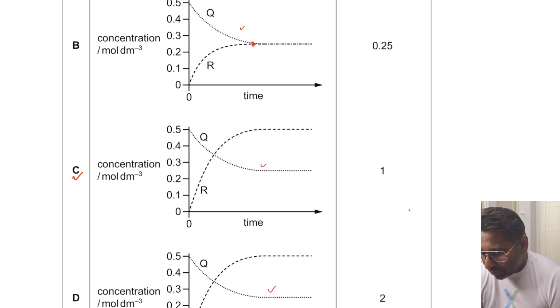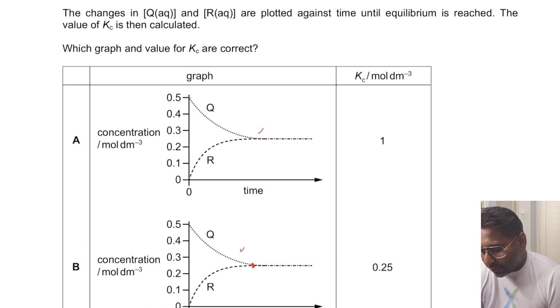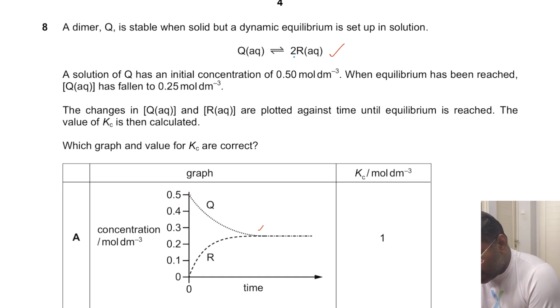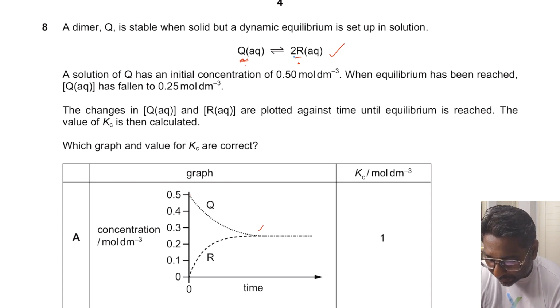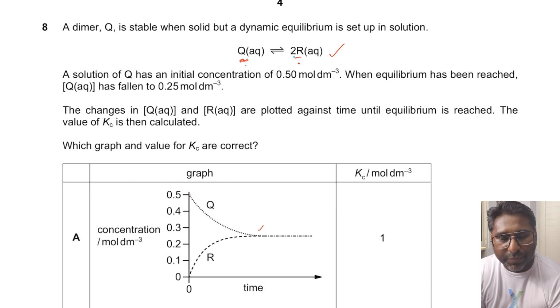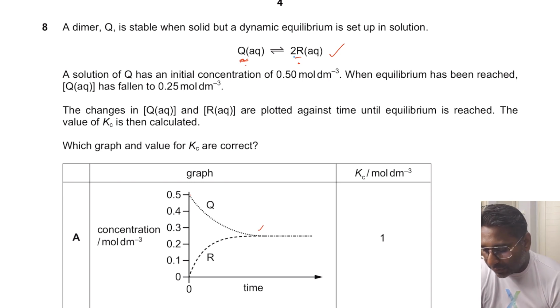Now we are going to look into R. If you look at Q and R, every 1 mole of Q will give rise to 2 moles of R. So it means that a decrease of 1 mole of Q, for example, will give rise to 2 moles of the product R.